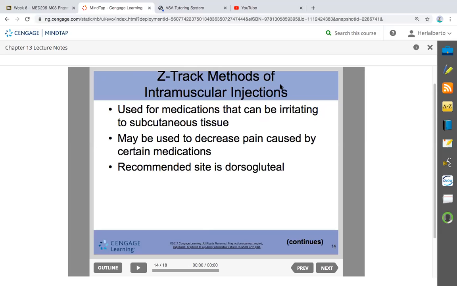Z-track methods of intramuscular injections are used for medications that can be irritating to subcutaneous tissue, and may be used to decrease pain caused by certain medications. The recommended site is the dorsal gluteal site.